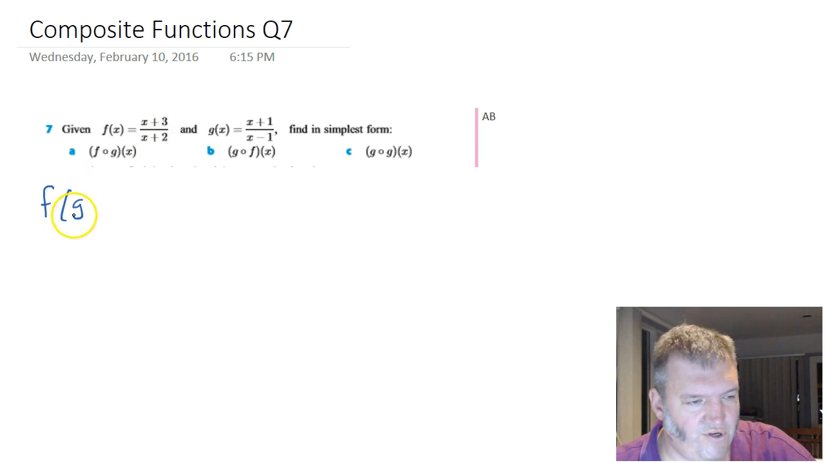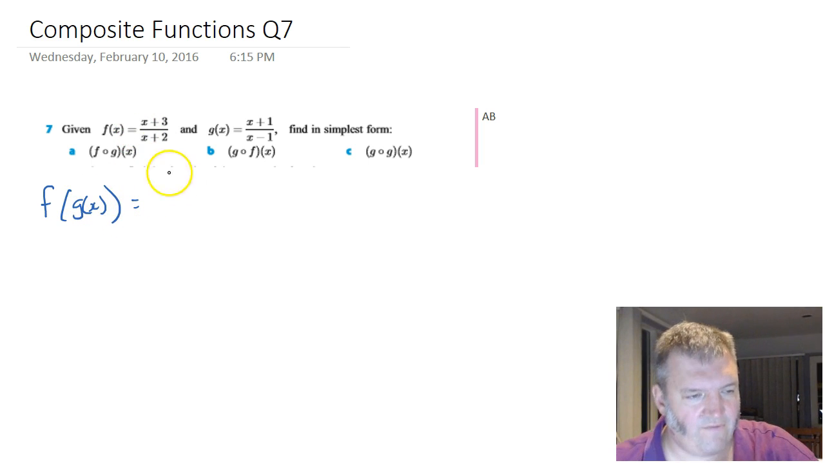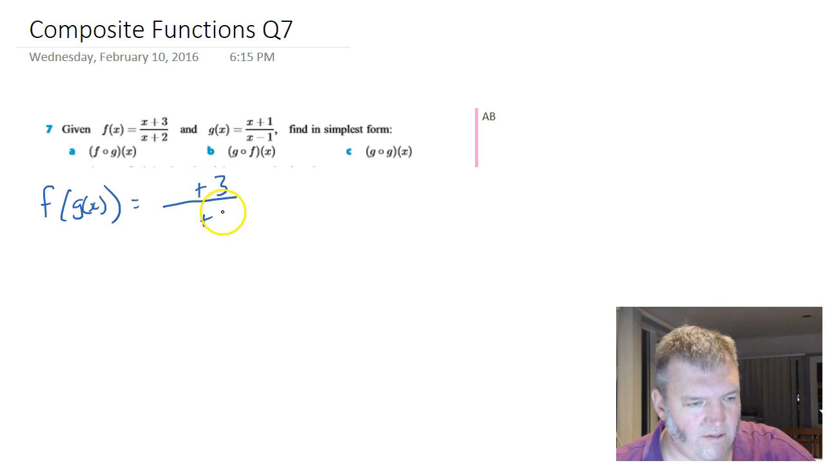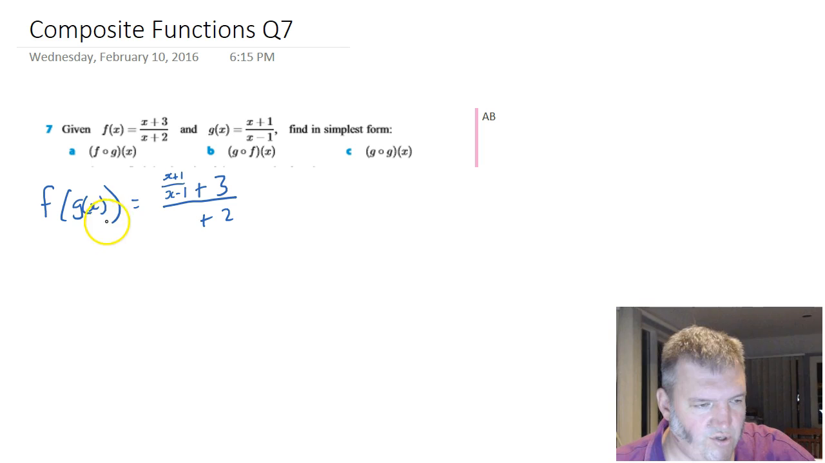So f of g of x means I keep the structure of f of x, so I would actually do this first. Something plus 3 over something plus 2. g of x is the variable, so I replace where there used to be x with the expression for g of x. g of x is x plus 1 over x take 1, so I've done that, and I do that in the denominator as well.